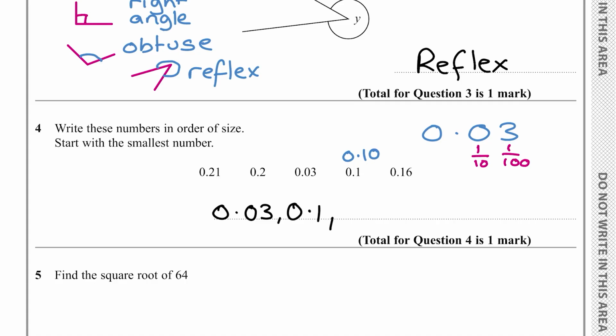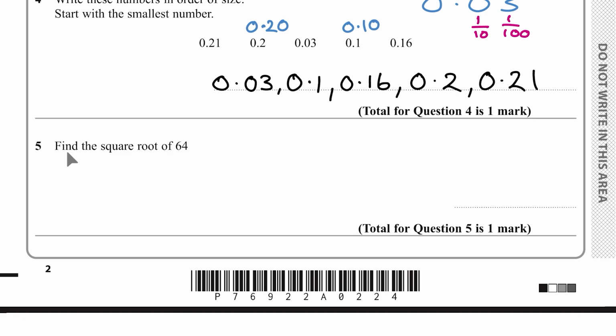Then it's 0.16. And then here we've got 0.2 and 0.21. Now 0.2 with 2 decimal places is 0.20. So this one has 1 more value, it has 1 more hundredth, so that's the largest. So we can say 0.2 and we're finished with 0.21 as the largest.